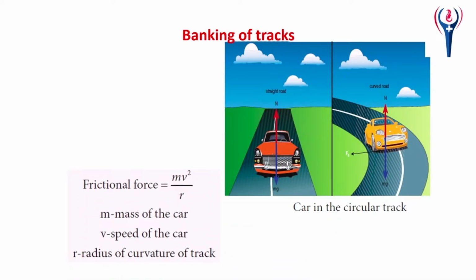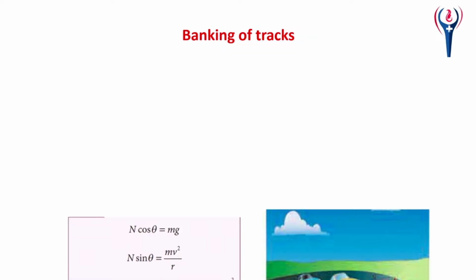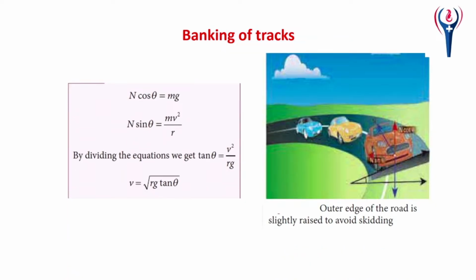Banking of tracks: in turning, the outer edge is raised slightly. That is called banking of tracks, and a frictional force is provided for mv square by R. Here tan theta equals v square by rg, where theta is the angle. The outer edge of the road is slightly raised to avoid skidding. Suppose if it is not raised, then skidding will occur. Formula: velocity v equals square root of rg tan theta. v is the velocity, r is the radius of the curved path, g is the acceleration due to gravity, and theta is the angle.